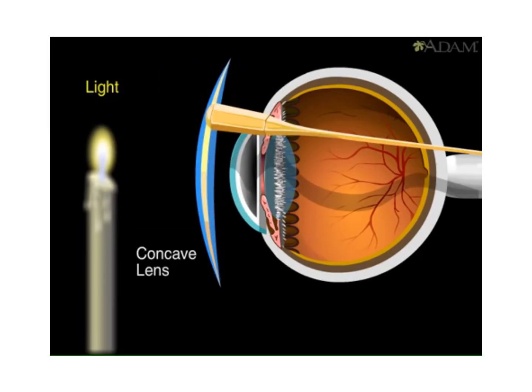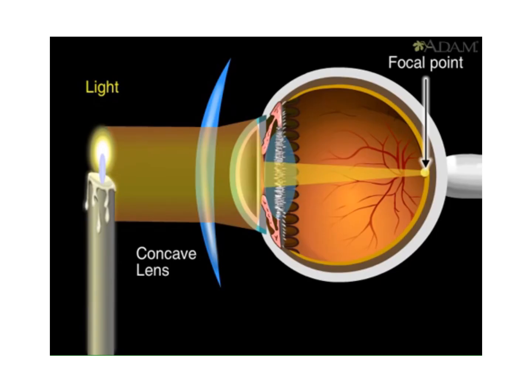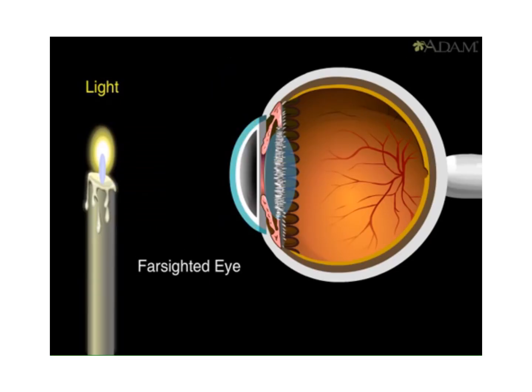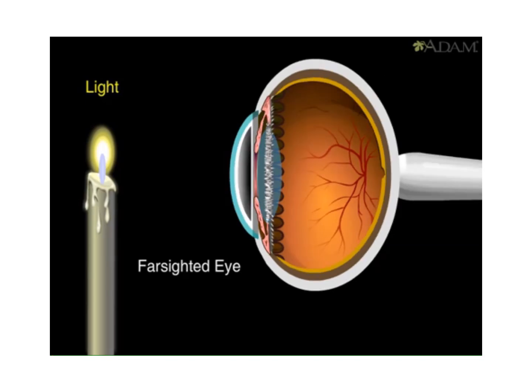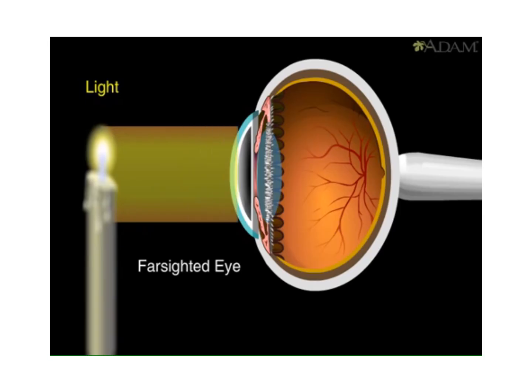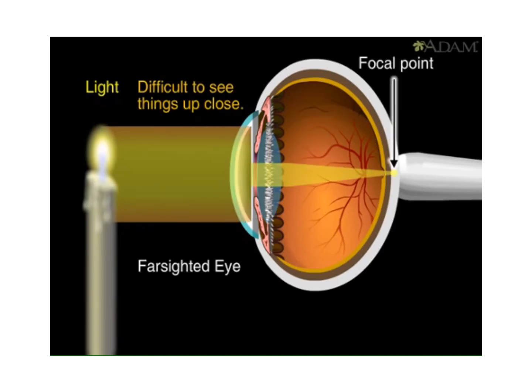Glasses with concave lenses can correct nearsightedness. The lens widens the plane of light coming through the cornea. That pushes the focal point back onto the retina. Farsightedness is just the opposite. The eye's length is too short. When that happens, the focal point is behind the retina, so it's difficult to see things that are up close.